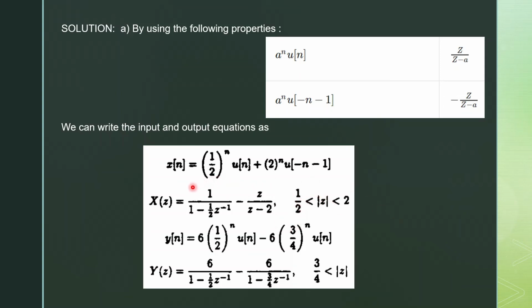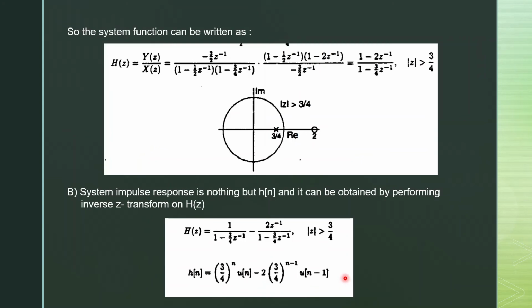The output after z transform becomes Y of z equal to 6 divided by (1 minus 1 by 2 z inverse) minus 6 divided by (1 minus 3 by 4 z inverse), where mod z is greater than 3 by 4. So the system function can be written as H of z equal to Y of z divided by X of z. On solving, we get (1 minus 2 z inverse) divided by (1 minus 3 by 4 z inverse), where mod z is greater than 3 by 4.